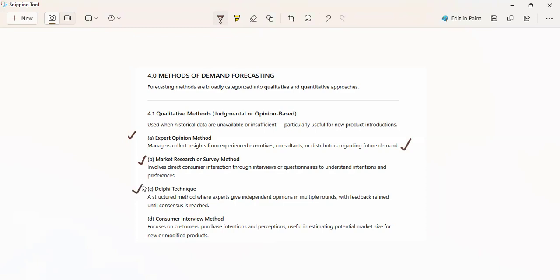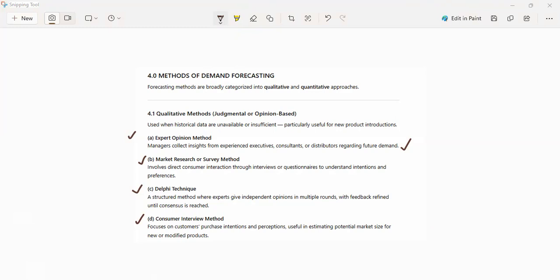There's also what we call the Delphi technique. This is a method where experts will give independent opinions over multiple rounds and give feedback and refine them. Then last but not the least, we have what we call the consumer interview method, which focuses on consumers' purchase intentions and perceptions. This is useful when you want to estimate the potential market. So you want to say, if we were to bring this, would you be interested? This is slightly similar but different from the market research method.